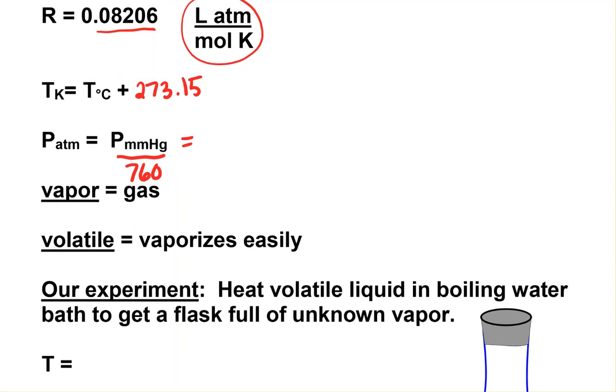And then the word volatile is here because the unknowns that we give you are volatile liquids. They have to evaporate easily so we can get them into the gas phase to do the experiment. PV equals nRT only works for gases. So anyway, our unknowns will be given to you as liquids and we will vaporize them for the experiment.